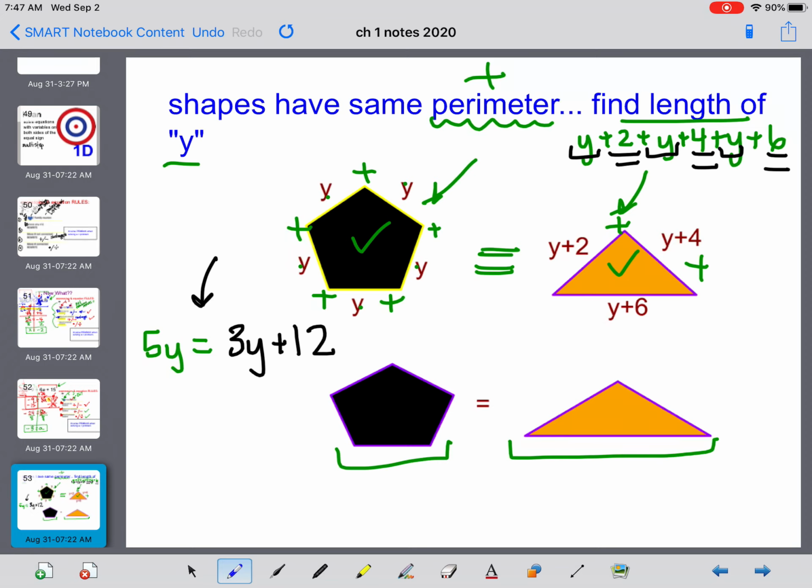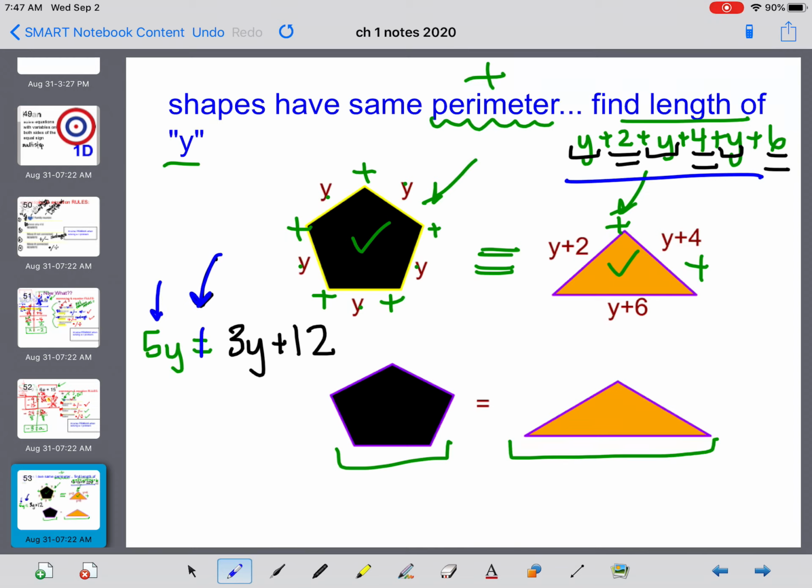The first thing that we wanted to do was make sure that we combined our like terms, share the love, and combine like terms. Well, we already did that. We took care of step 1. We've already simplified it, and we wrote our equation over here. So the next thing that we can do is remove one of the y's, and that's step 2, right?